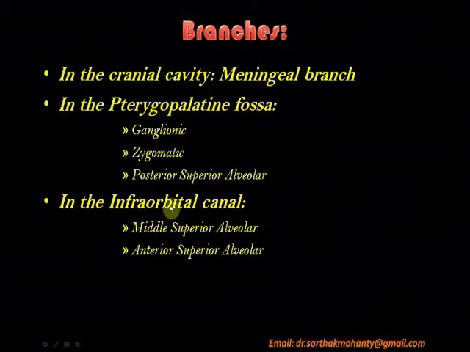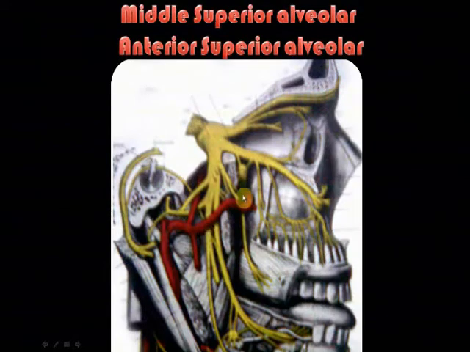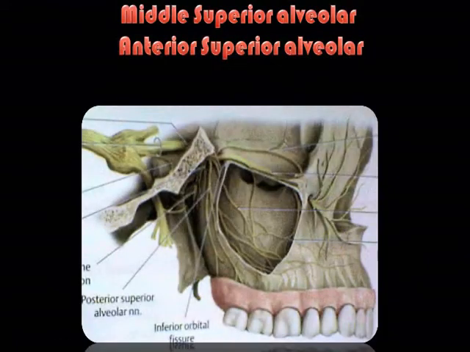So next, in the infraorbital canal, it gives two branches: middle superior alveolar and anterior superior alveolar. So here is the middle superior alveolar, and this one is the anterior superior alveolar. This is another picture we see. This is the middle superior alveolar, and this is the anterior superior alveolar.